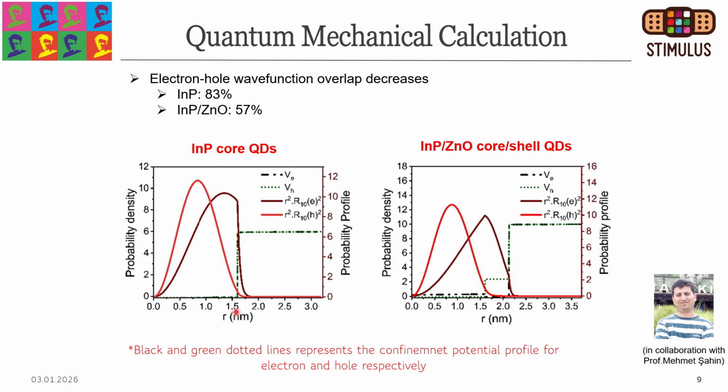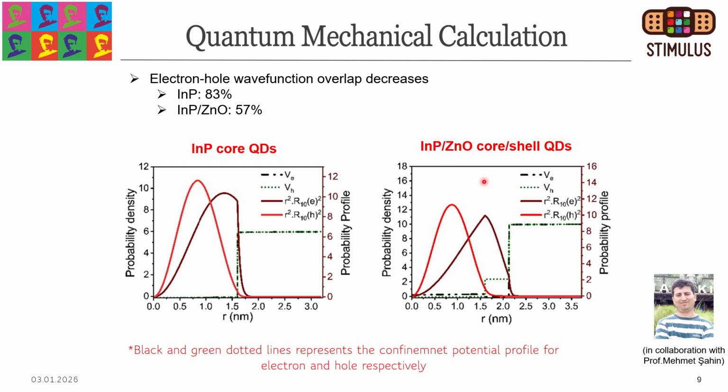And we can see here that at this range, both the electron and the hole are confined in the core of the quantum dot. Sorry, this line represents the wave function of the electron, and this line represents the wave function of the hole.